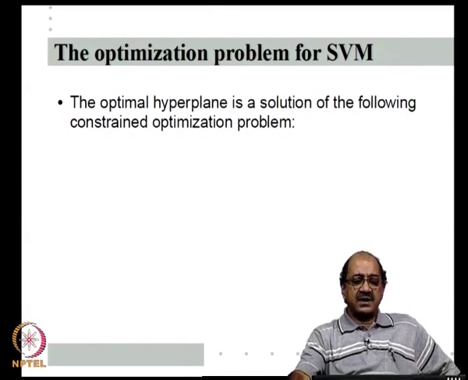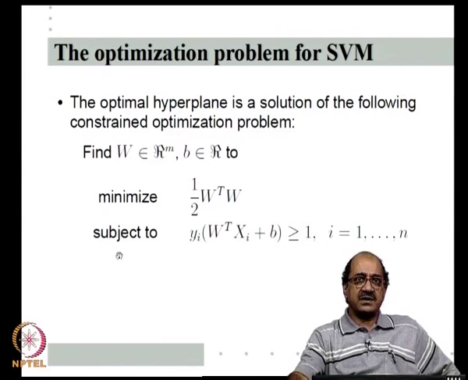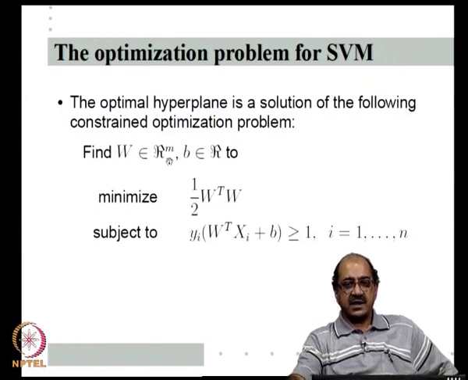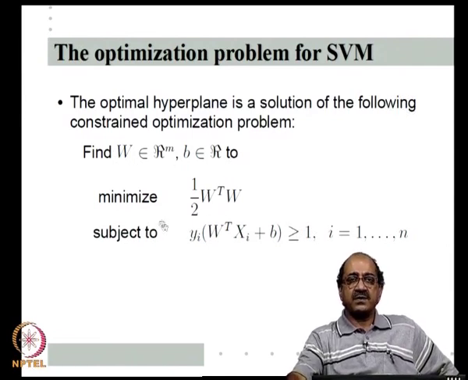So, the optimal hyperplane is a solution of the following constrained optimization problem. The optimization variables are W and b. Recall that our notation is that our feature vectors are in m dimensional space. So, W is also in R^m, b in R. You want to minimize half of W transpose W subject to yi times (W transpose xi plus b) greater than or equal to 1. Xi, yi are the examples, there are n examples. For a given W, b, if yi into (W transpose xi plus b) is greater than 1, which means if yi is plus 1, W transpose xi plus b is greater than 1, and if yi is minus 1, W transpose xi plus b is less than minus 1. So, these are the separability constraints.